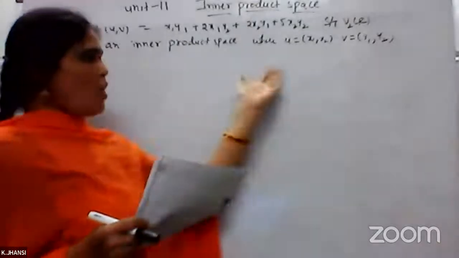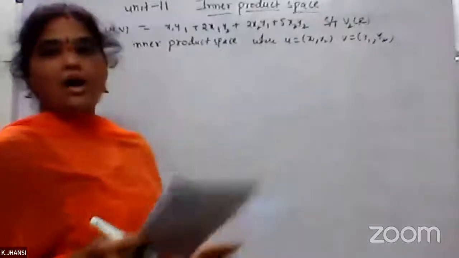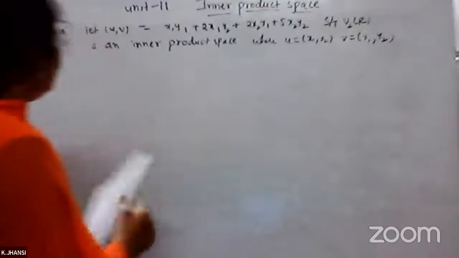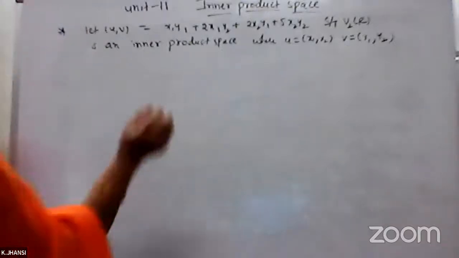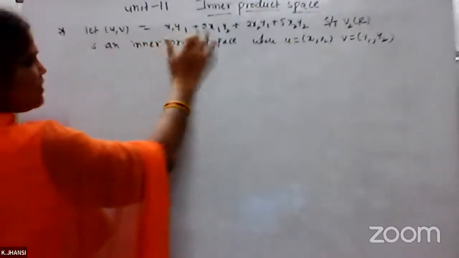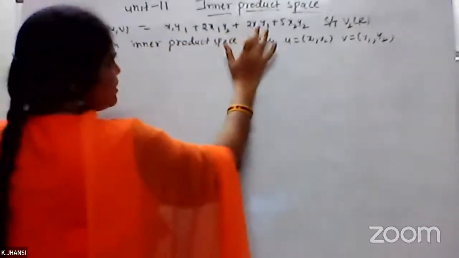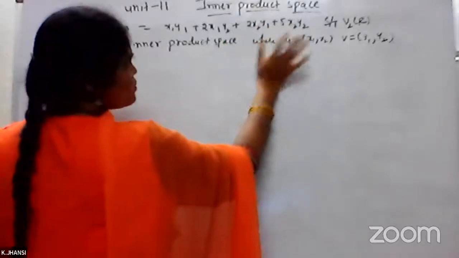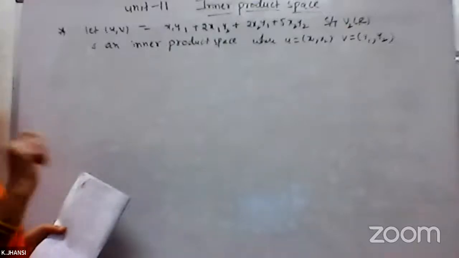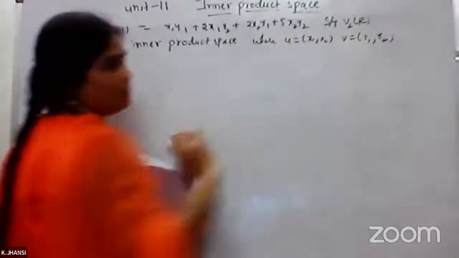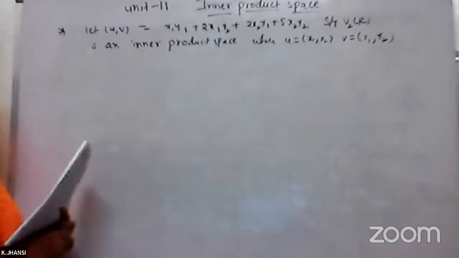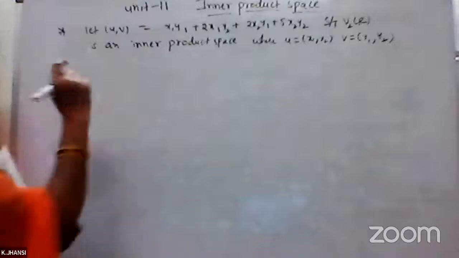Okay. So the problems may be asked on u and v or alpha and beta. The same concept is the same one only. Don't get confused here. For solving this one, this is the function given: x1 y1 plus 2 x1 y2 plus 2 x2 y1 plus 5 x2 y2. U is given as x1, x2 and v is given as y1, y2. We can take w also as z1 and z2. So first condition is we have to show that it is symmetric.